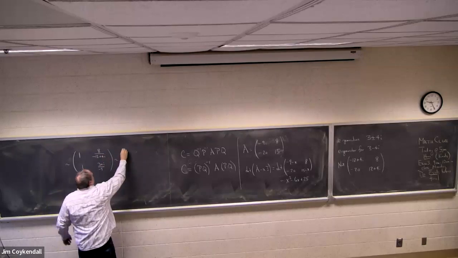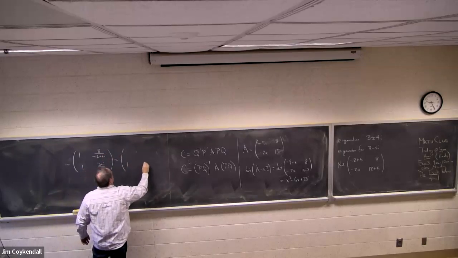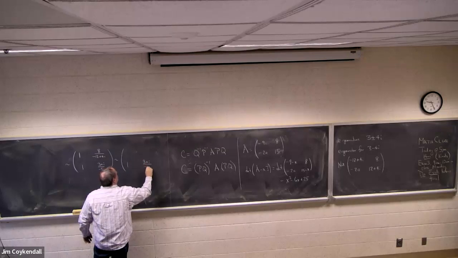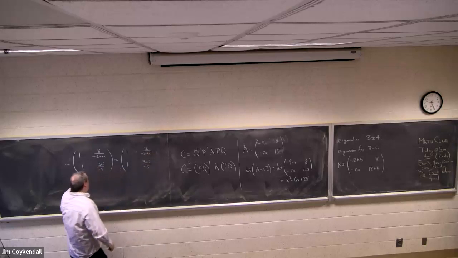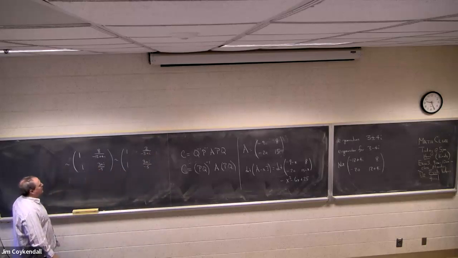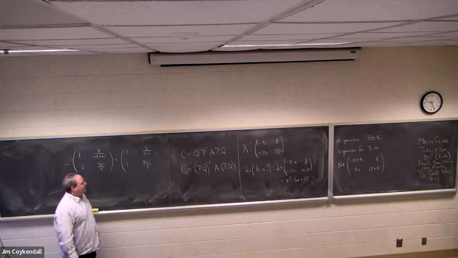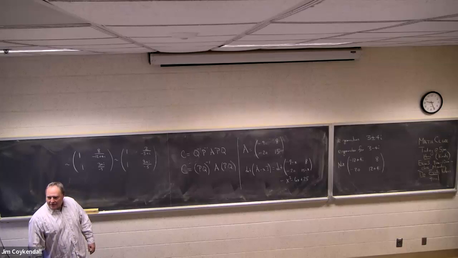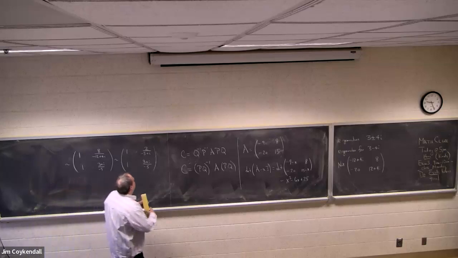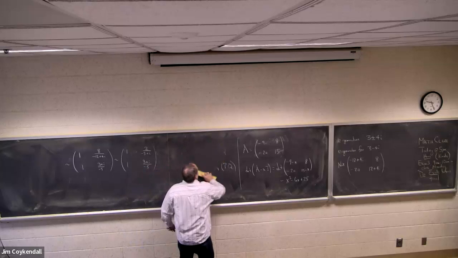Actually, I should have taken 4 out of this. Two over -3 plus 2I. Oh, -3 plus 2I. Do I agree with that? Doesn't look like those rows are the same, does it? But they are. Right?